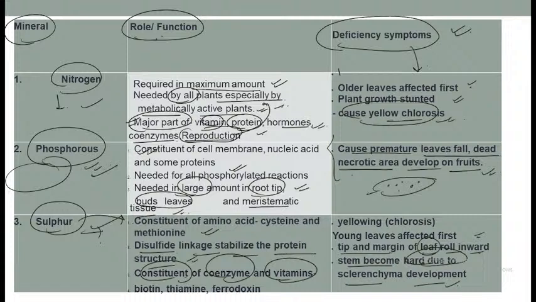Okay, quickly check if it's clear or not. Yes, clear everyone. Should we move forward?